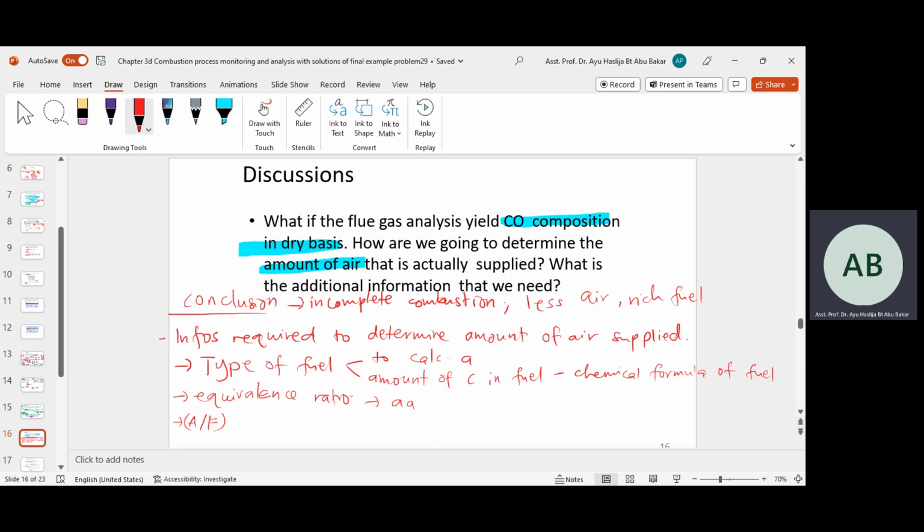You think KP value is important? KP value. Why do you think it's important? The water gas shift reaction. Okay, because when you have CO in your combustion, it is incomplete combustion, then it involves the water gas shift reaction. Yeah. That KP value is also contributing in order to determine the amount of air. Any more? Other than that?